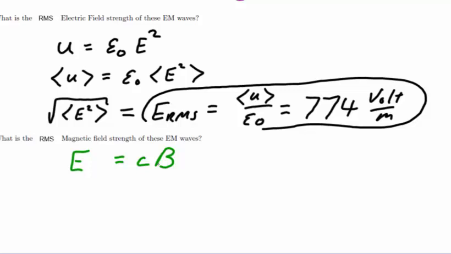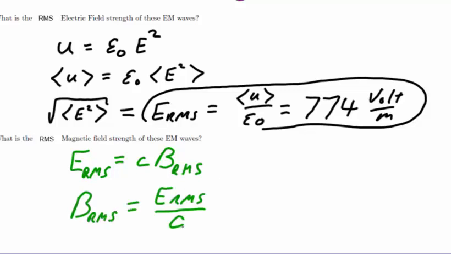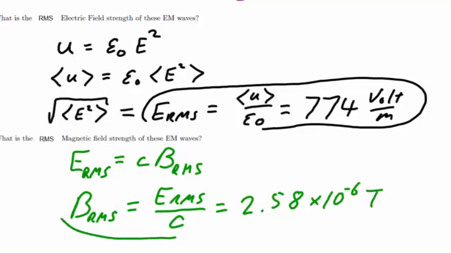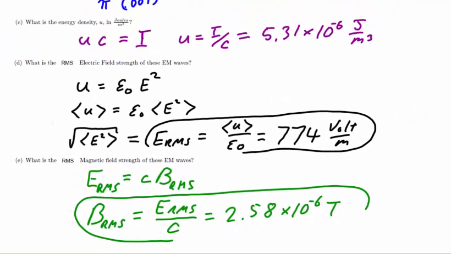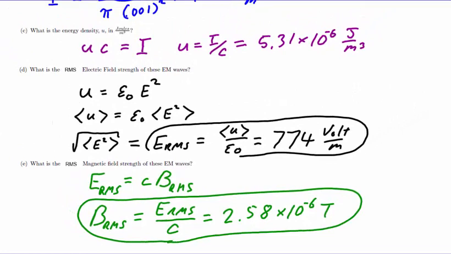This expression would apply whether we considered peak values or RMS values, and since we're dealing with RMS, we're going to apply it to the RMS electric field and magnetic field so that we can then solve easily for the RMS magnetic field by simply dividing the previous result by the speed of light. The answer we get is 2.58 times 10 to the minus 6 Tesla. And that concludes our discussion of the electromagnetic waves produced by a typical laser pointer.